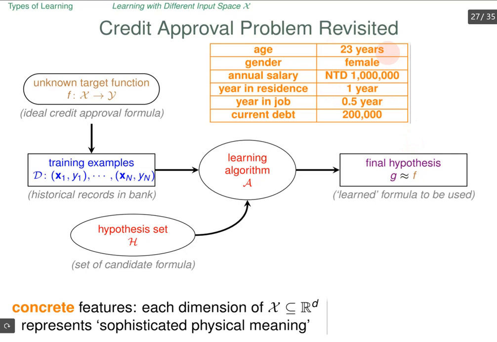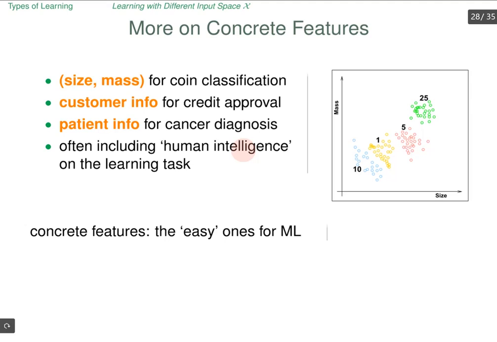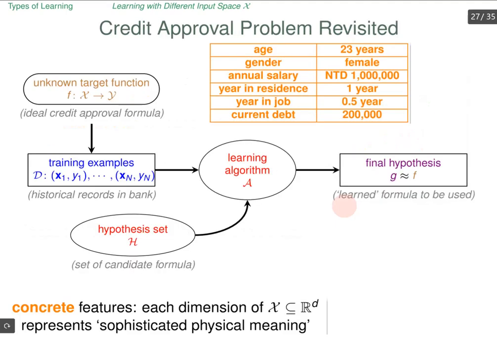Because each dimension of our x represents a sophisticated physical meaning. It has sophisticated physical meaning. For instance, the concrete features, as we have already seen, can be the size or mass in the coin classification problem. Yes, they have some physical meaning, right?